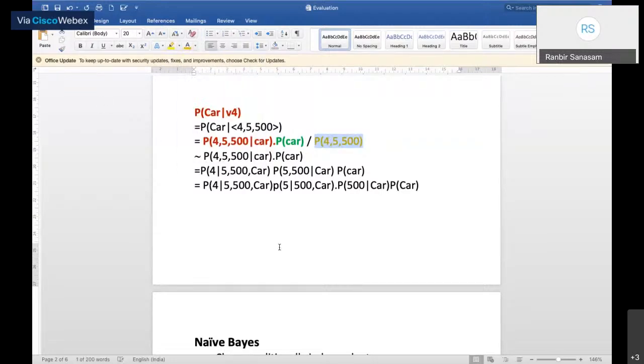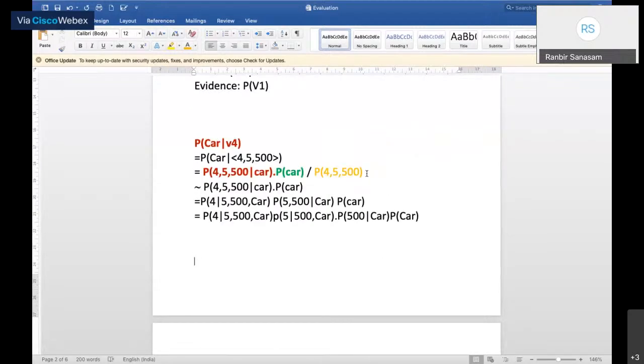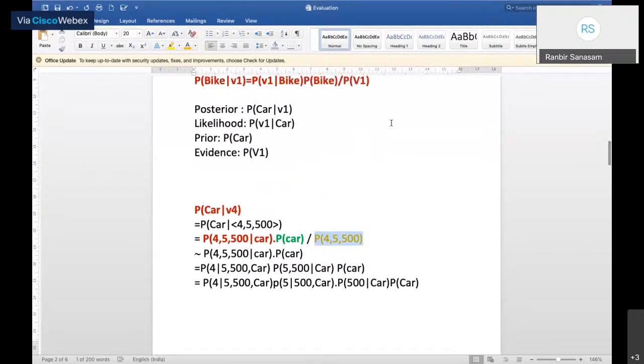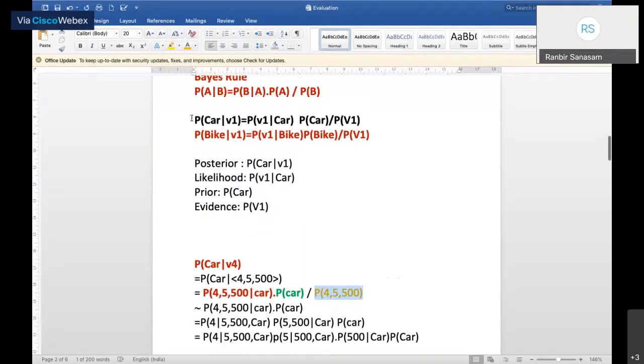Okay. So before going further, I just wanted to point out here that this evidence, the denominator component, when you compare between the car and the bike, you can see the denominator is the same. This evidence part is the same, right? Since the denominator is the same, whatever is larger in the numerator part, that will be the class level. And simply ignore the evidence part.